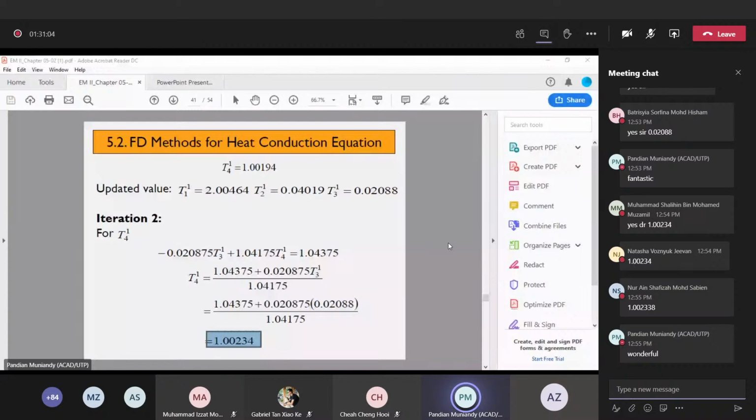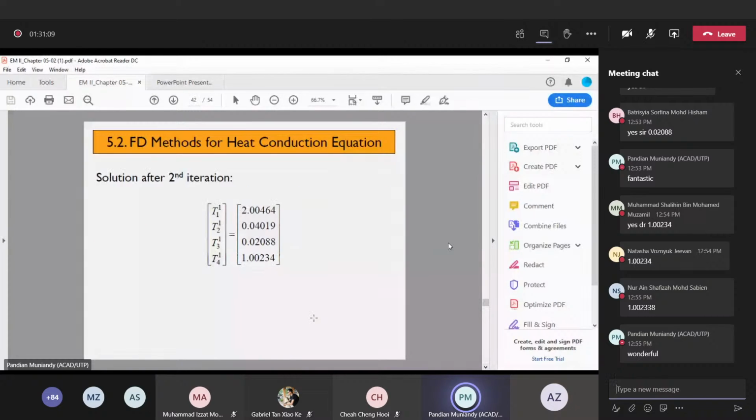All right. Now the thing is, you already have this T2. So now you have the solution after the second iteration. If you compare with the first iteration, this is different. Why is it different? Because you are using the Gauss-Seidel method. You are updating the temperatures. So this is the correct way to put the final answer.